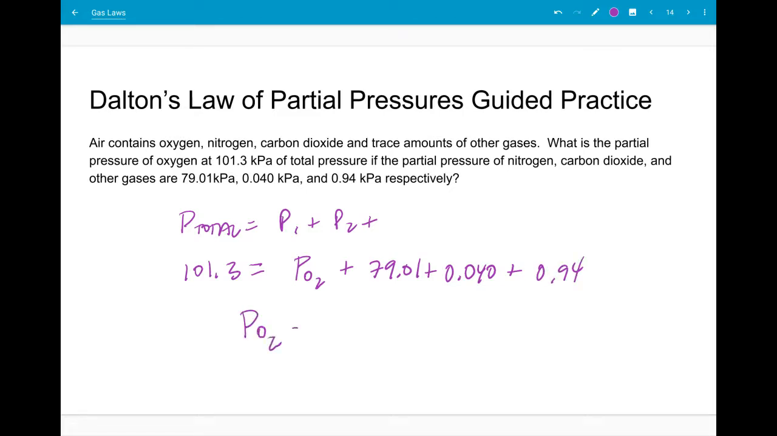So if we solve for PO2, we would find that it is 21.31 kPa.